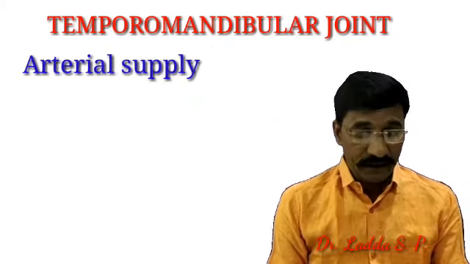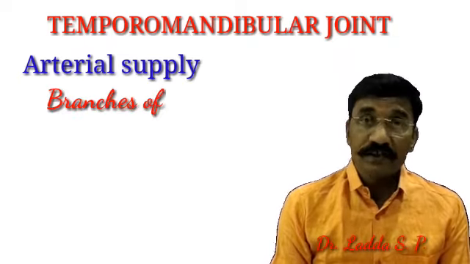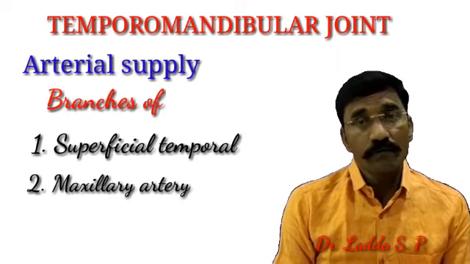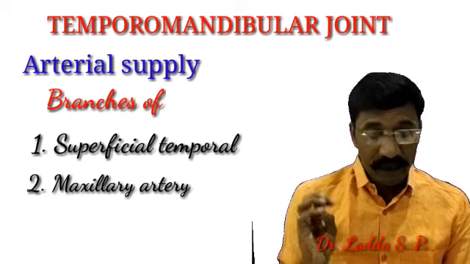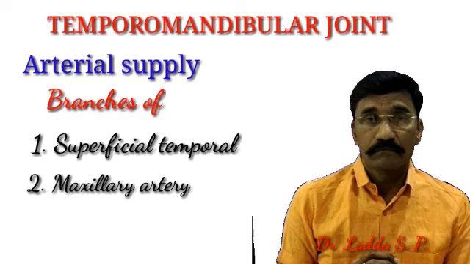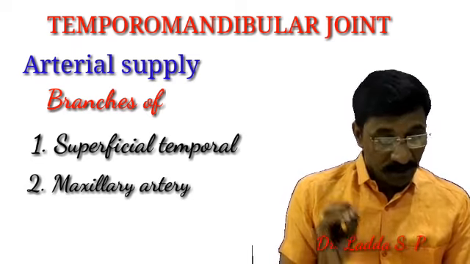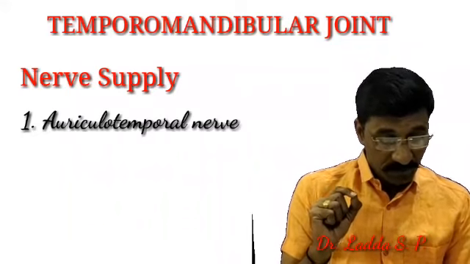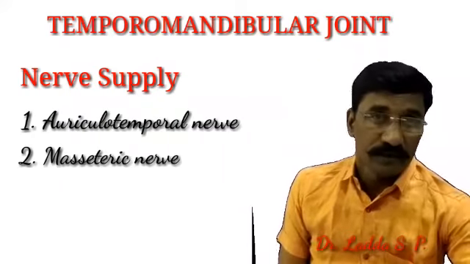This temporomandibular joint is supplied by branches of the superficial temporal and maxillary arteries. This is the blood supply of the joint, by two arteries, the superficial temporal and the maxillary artery. Now, the joint is supplied by the auriculotemporal nerve and the masseteric nerve. So this is about the temporomandibular joint.